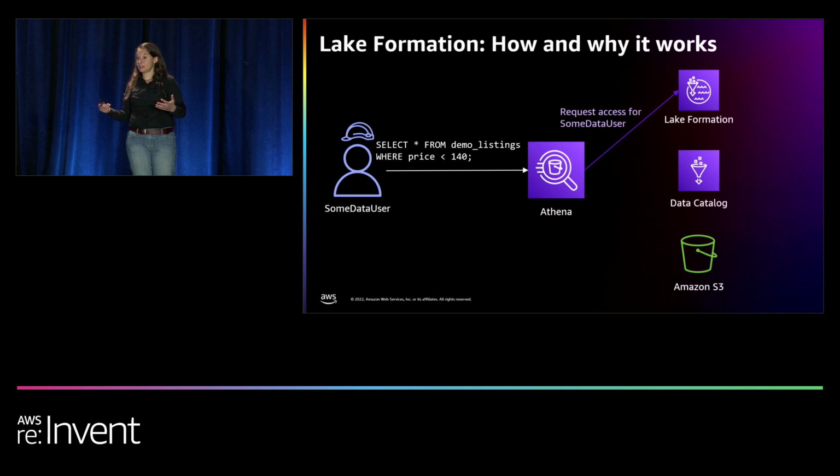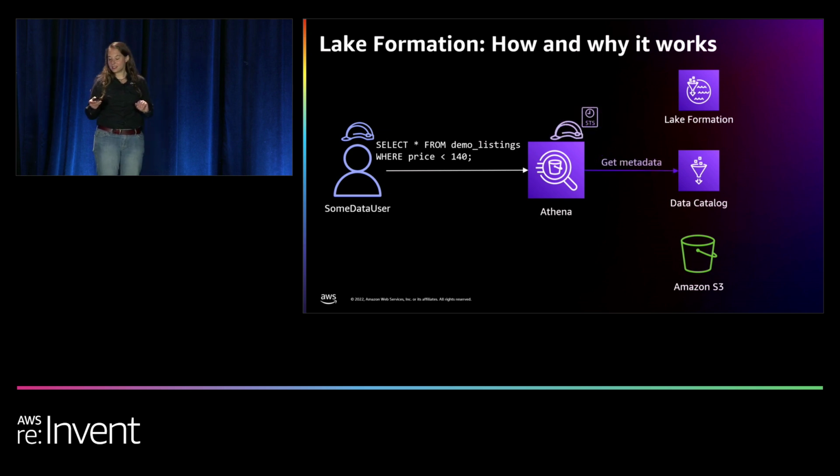But of course, this data is permissioned in Lake Formation. So the first thing Athena does, before it even starts reading all of this data and parsing it, is go to Lake Formation and say, hey, SomeDataUser is going to make a select query on this table. What do you think? This all happens under the hood, so this is AWS services talking to each other. Lake Formation says, okay, they can access it, but they only get to access the ID and price columns because that's what my permissions say.